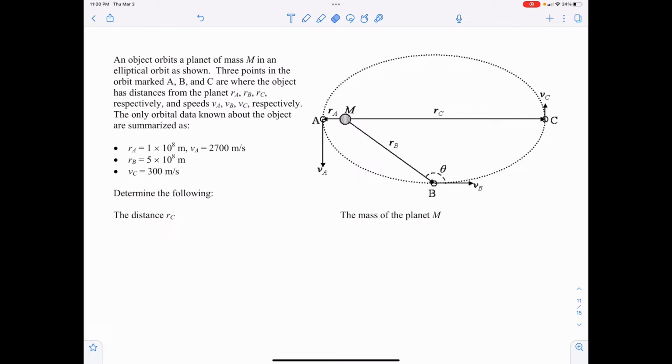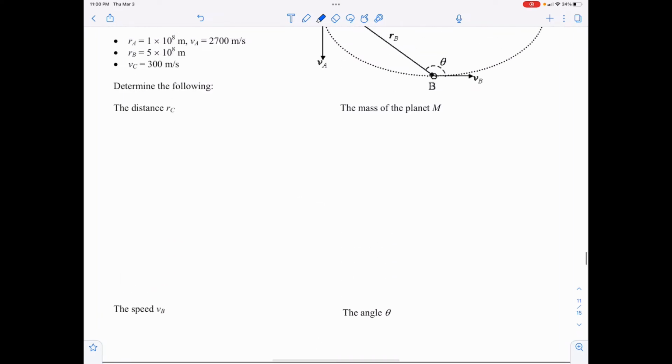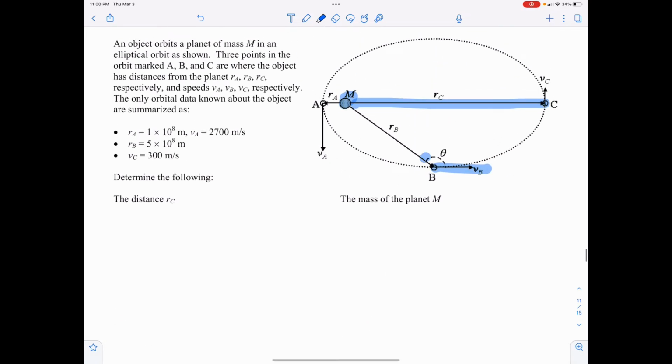RA is 1 times 10 to the 8 meters. RB is 5 times 10 to the 8 meters. VA is 2,700 meters per second. And VC is 300 meters per second. Using that given information, let's figure out the distance RC, and let's figure out the mass of that planet. Let's also figure out the speed VB and the angle through which it is rotating.